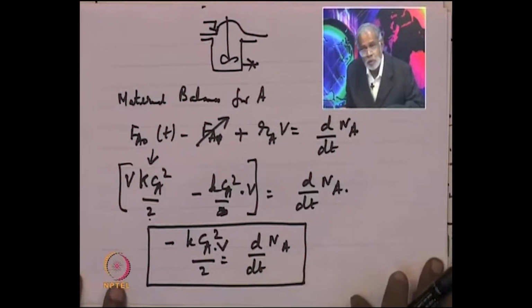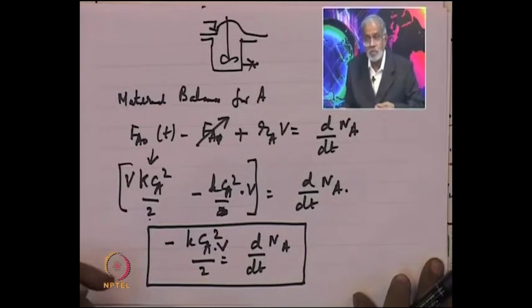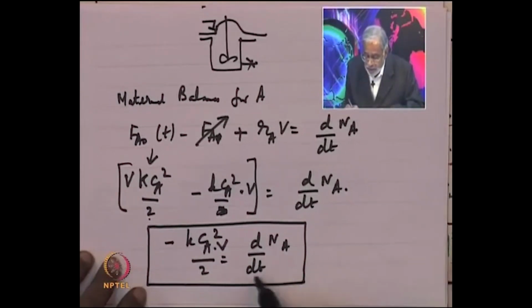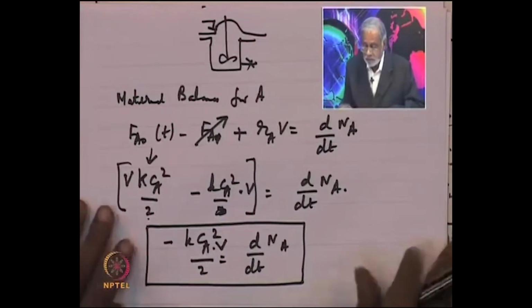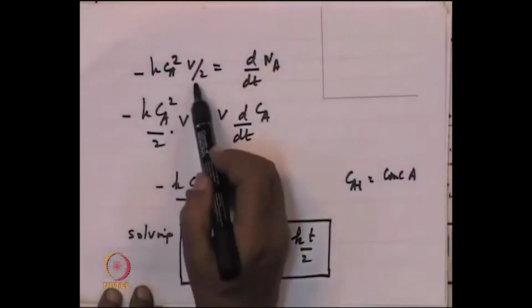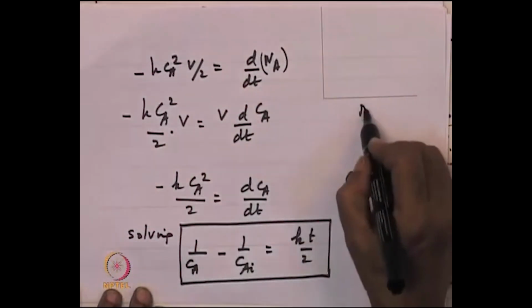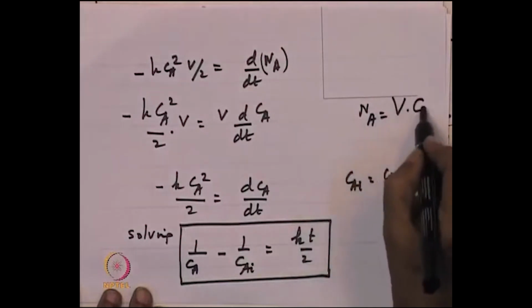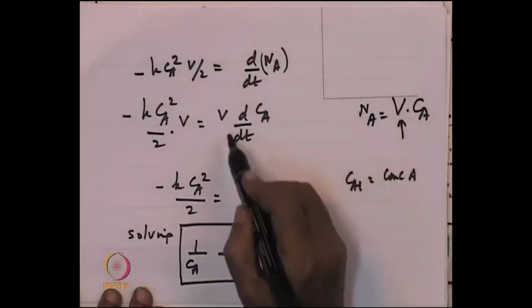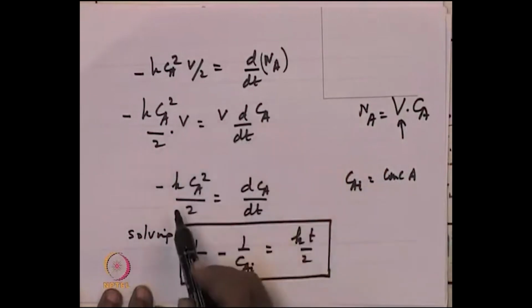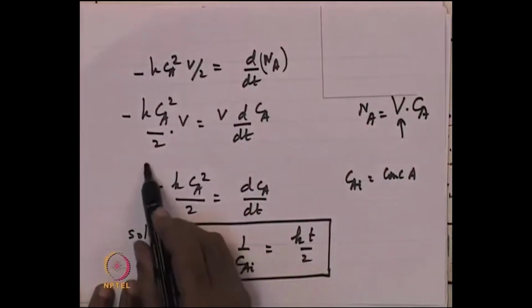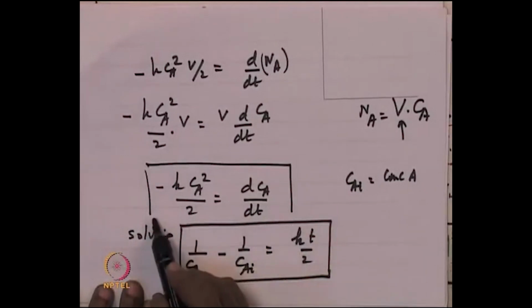So, what we have been able to do by utilizing the material balance and the problem statement is to show that d by dt of Na is now equal to minus k times Ca squared V by 2. Okay. Now, we can go forward and carry out the integration. Na is by definition always V times Ca, and V is constant, therefore V can come out of the derivative and cancels off.